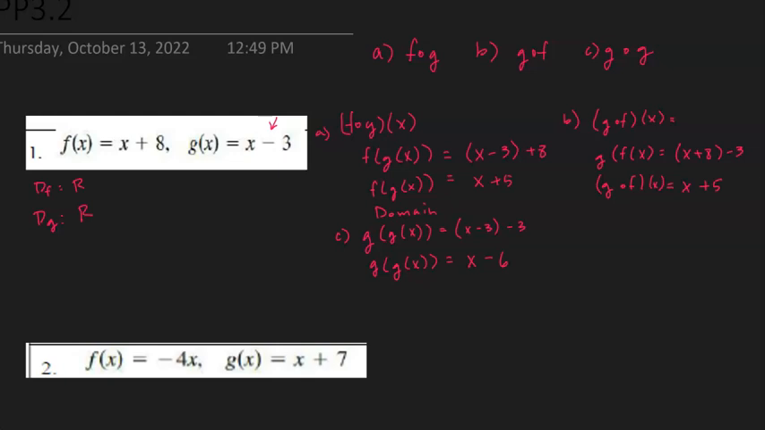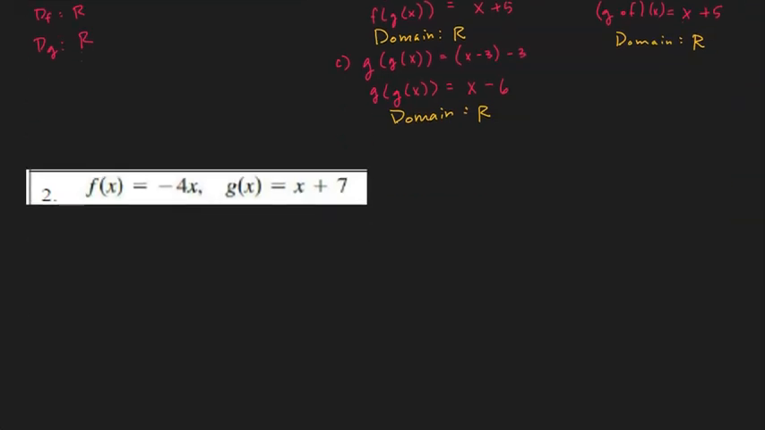Okay, so that means for all of this, the domain, I don't want it to be the same color. Let's make it yellow. Domain is going to be all real numbers. Domain is going to be all real numbers, and the domain is going to be all real numbers. There's no restriction whatsoever. You can input anything for X, for function G and function F. Okay, next one.